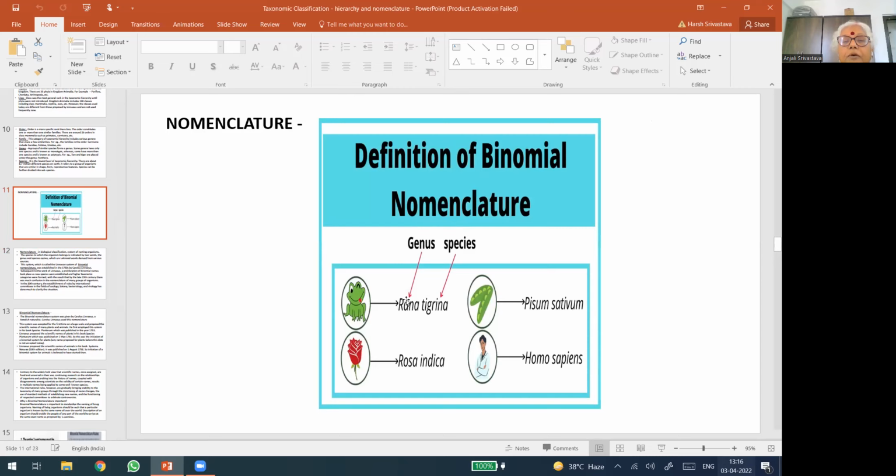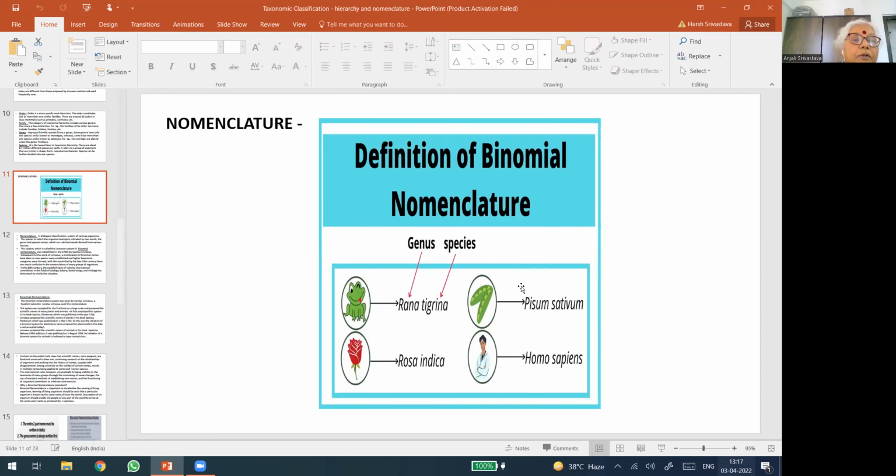The commonly called frog is known as Rana tigrina, where Rana is the generic name and tigrina is the species name. Then peas, it is known by the term Pisum sativum. Pisum is the generic name, sativum is the species name. Then for the rose flower, it is Rosa indica, and for man, this is Homo sapiens. As we are looking here, this is the generalized system of binomial nomenclature.